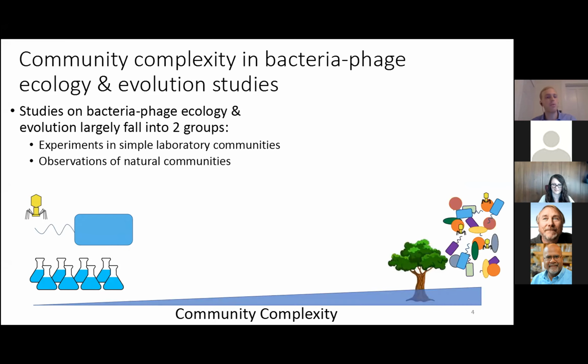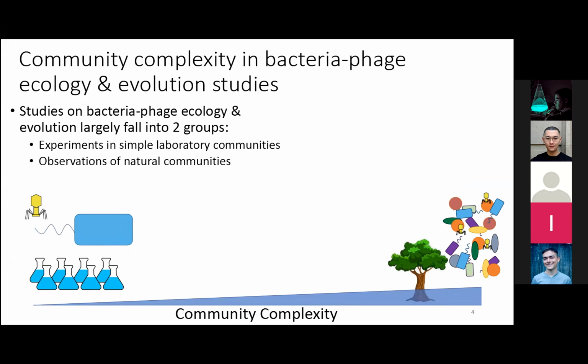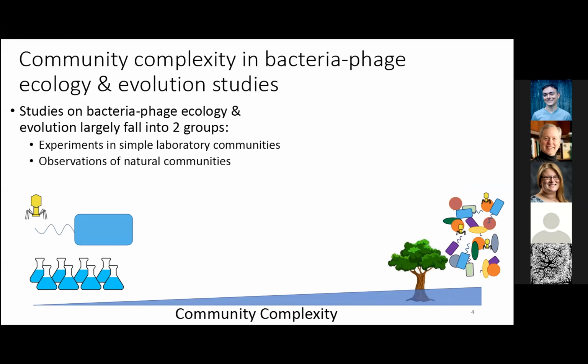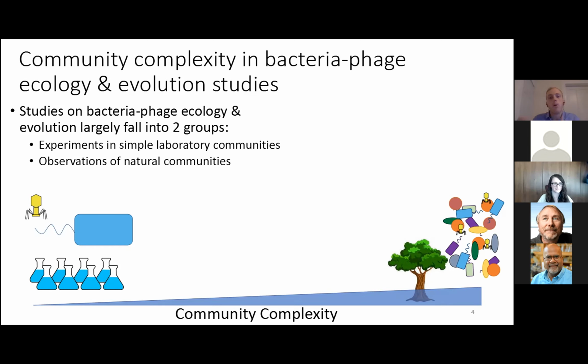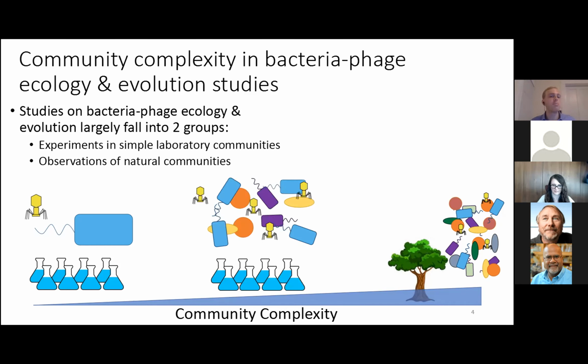On the other end of the community complexity spectrum, in the last decade or two, especially as culture-free sequencing-based approaches have become quite feasible, observations of natural communities, whether animal microbiomes or ocean or soil communities, have become increasingly common. But obviously, in those situations, it's really hard to do experiments. To fill in the gap between these two bodies of work, recently there have been some studies doing experiments in medium complexity communities with multiple species to try and bridge that gap.